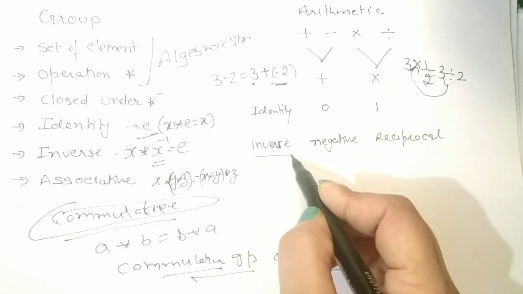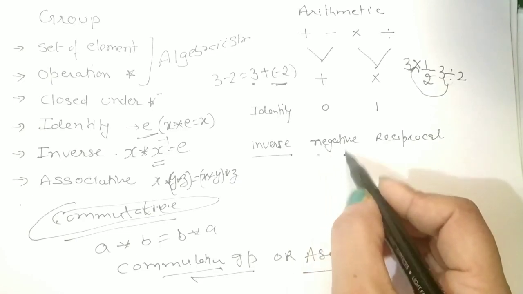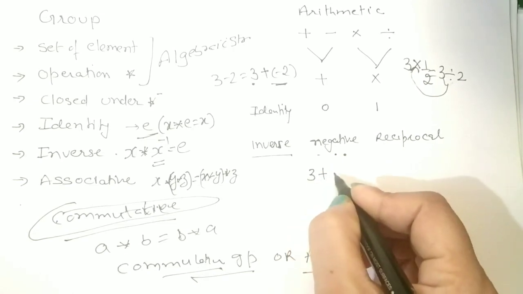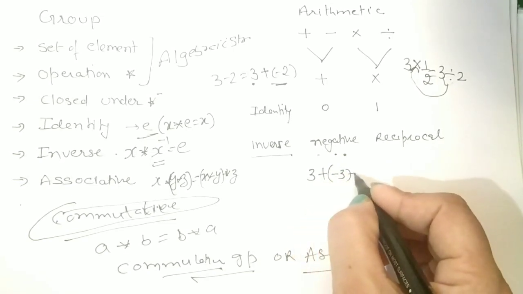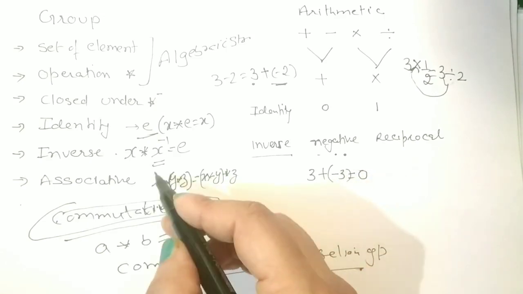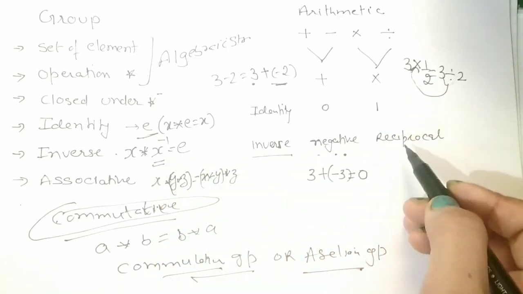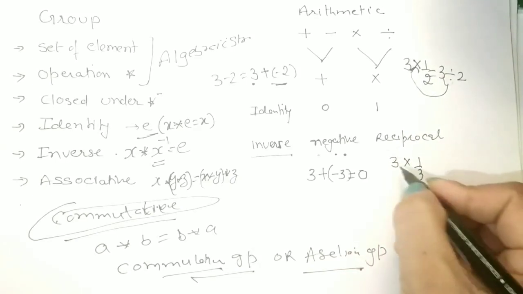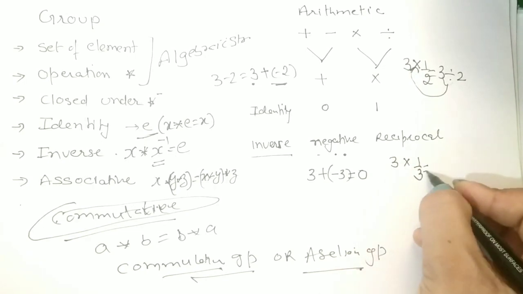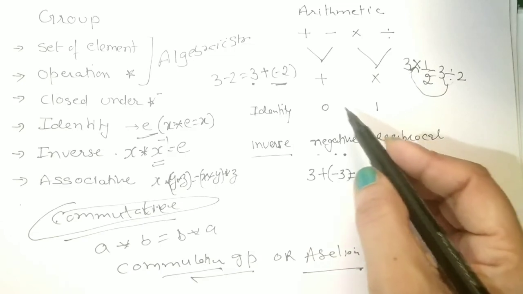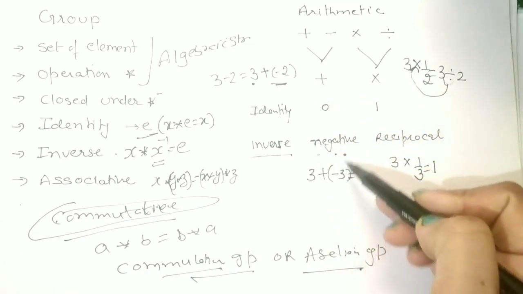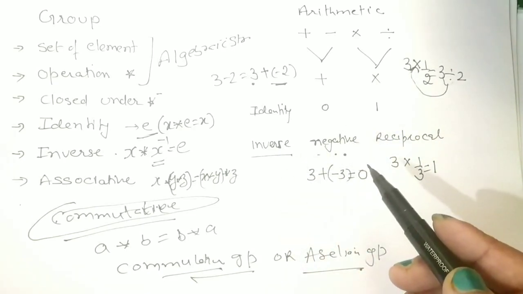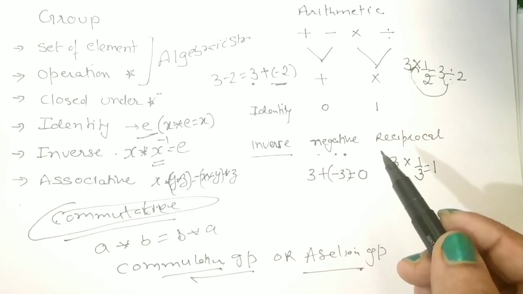Now come to the inverse. So for addition, the inverse is a negative number, because when you add minus 3 to 3, we get the identity element 0. That is the definition of inverse. So for multiplication, the reciprocal of a number is its inverse, because when we multiply a number with its reciprocal, we get the identity element. So according to the operation, these properties are changing. So these are the basic properties for the arithmetic operations of addition and multiplication.